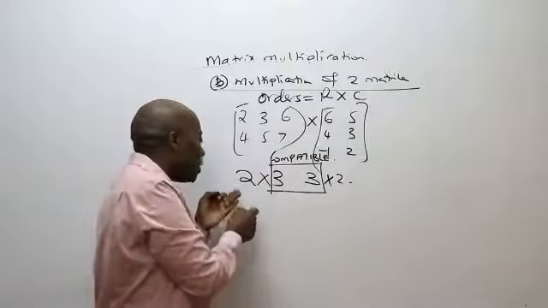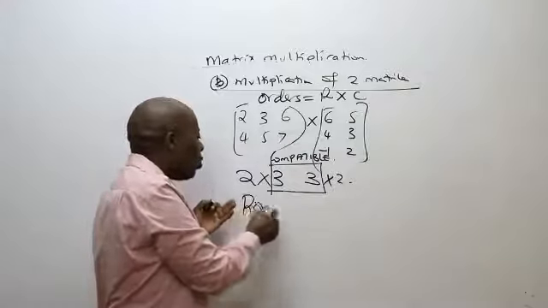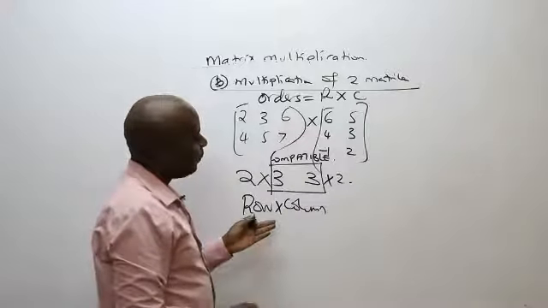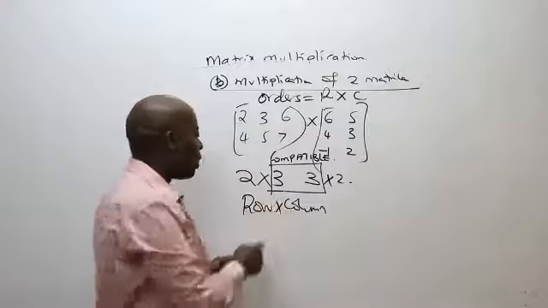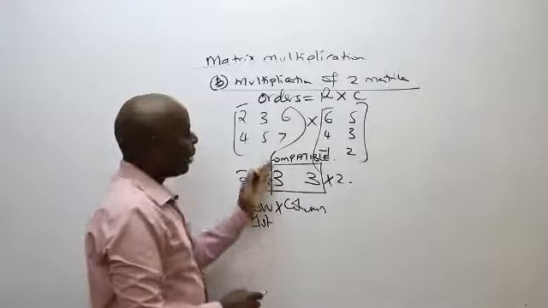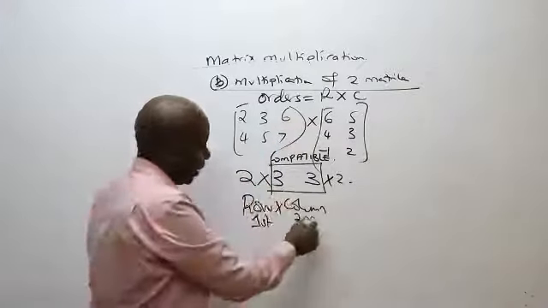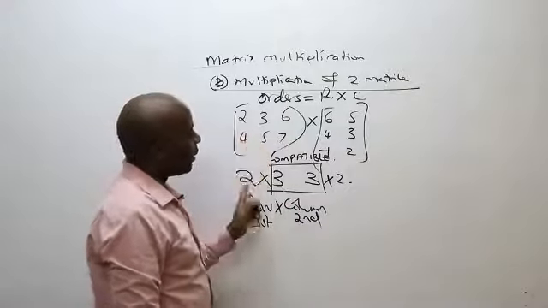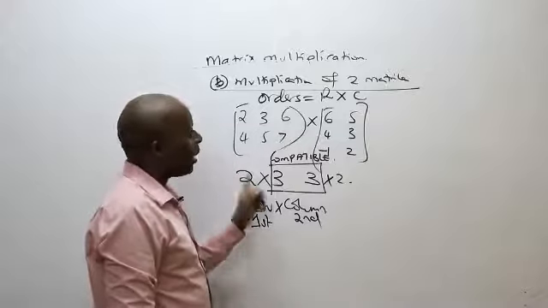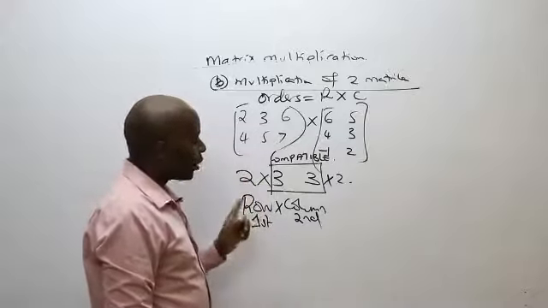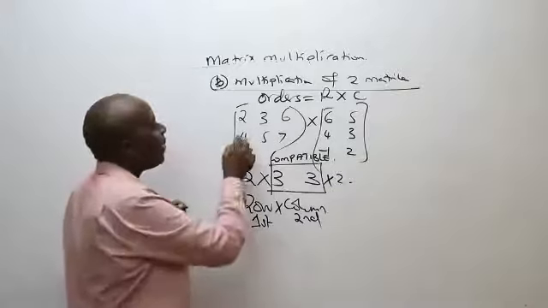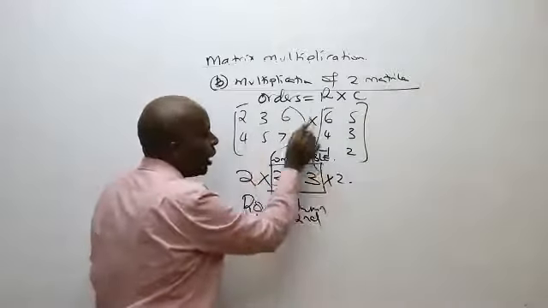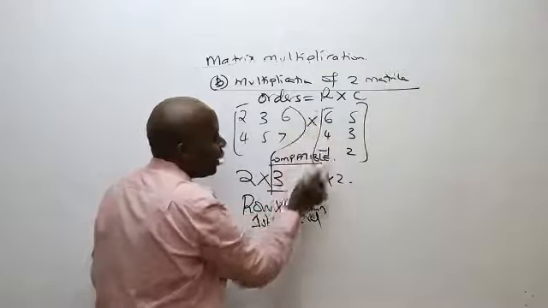Remember again, for matrix multiplication, we normally talk of row times column, Roman Catholic. The row of the first matrix will be multiplied by the columns of the second matrix. How do we do this? Remember, like in high school, we used to say, we run down the ditch. So a row multiplies a column.